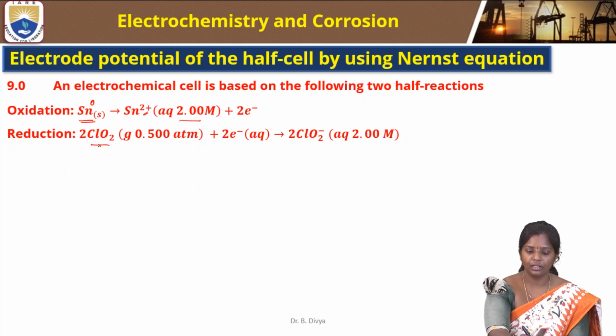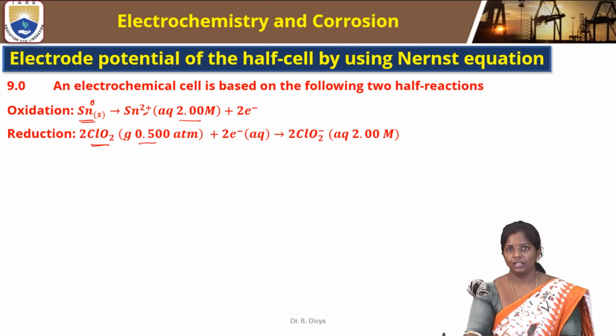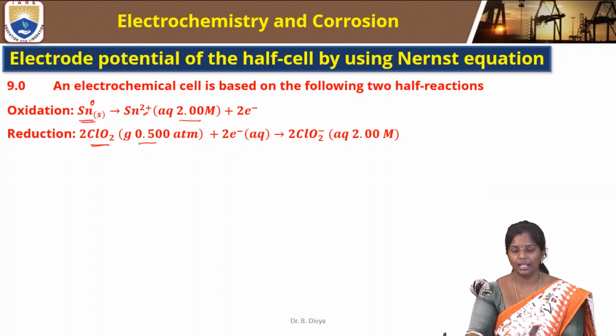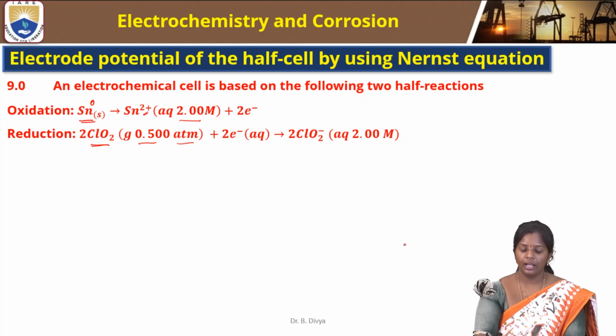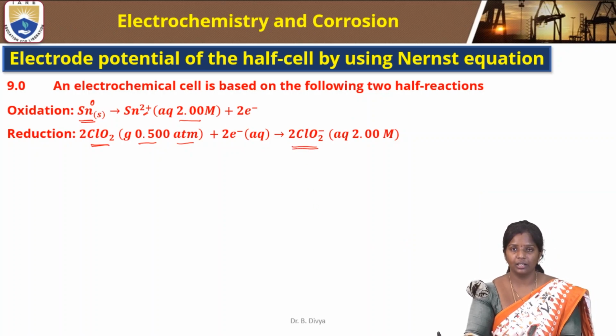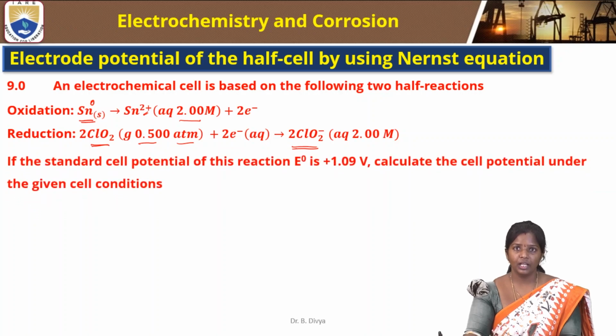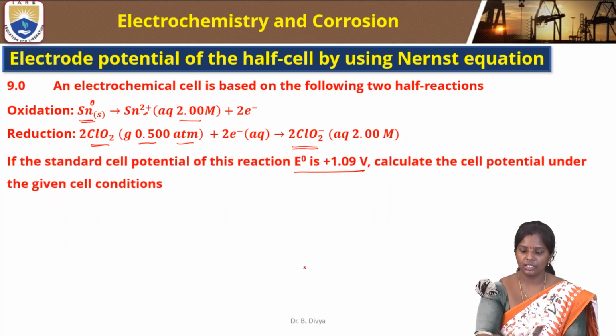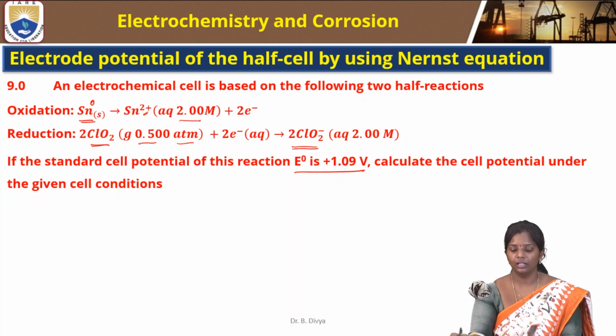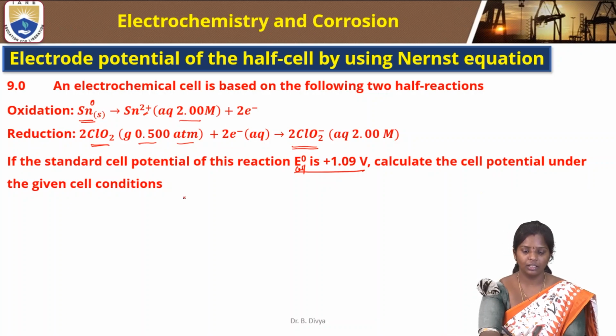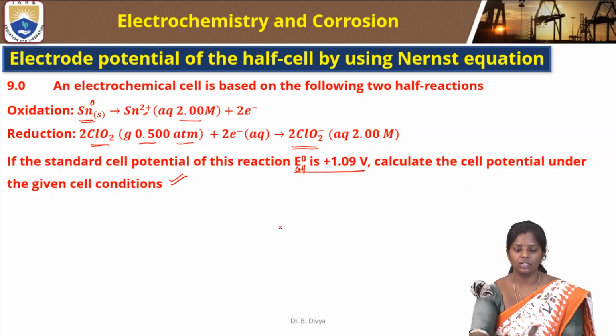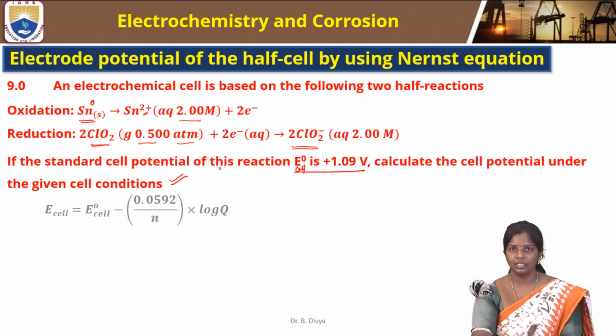And reduction is happening at ClO2 with 0.500 atmosphere, because it is a gas. So the gas is present in atmospheres and two electrons are involved, and then ClO2 minus is forming with a concentration of 2 molar. Now, the standard potential of this reaction is given as E naught cell is plus 1.09 volt. Calculate the cell potential under the given cell conditions. So these are the cell conditions they have given. Now we have to calculate the cell potential.